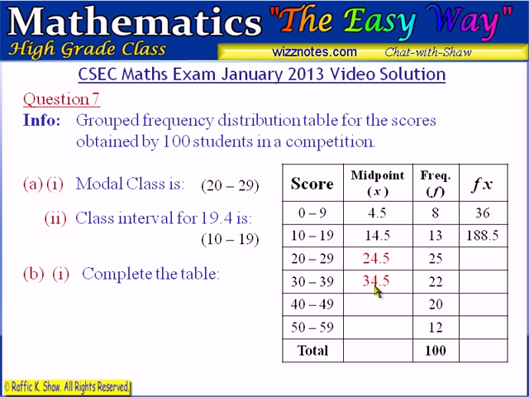Therefore, to get the remaining values, we simply need to add 10 to this 24.5, and that would be 34.5. Add 10 again, and here we would have 44.5. And then when we add 10 to 44.5, the result here is 54.5. And so these are the midpoint values. And now to complete this column, we simply multiply the frequency value by the midpoint value. And so the value for this cell will be obtained by multiplying 25 by 24.5. And the result is this value, 612.5.